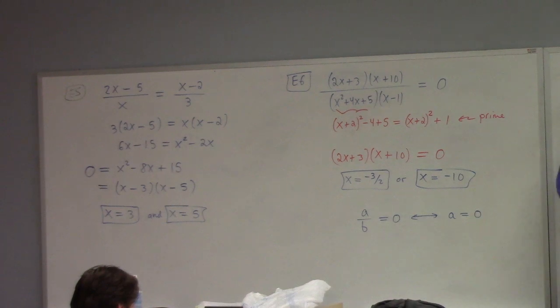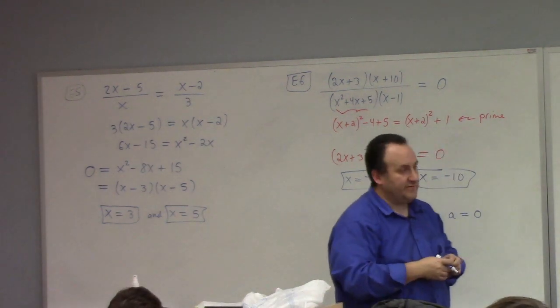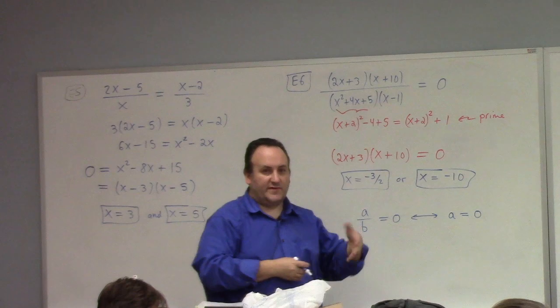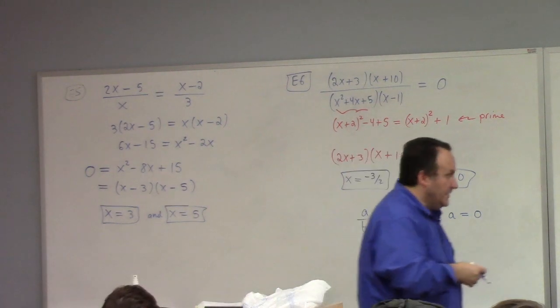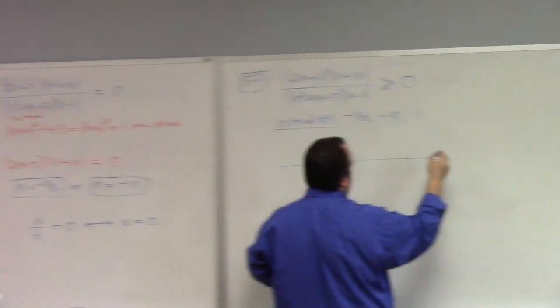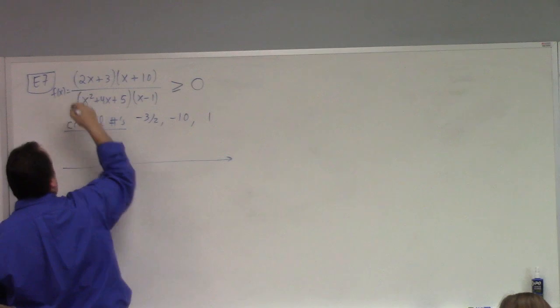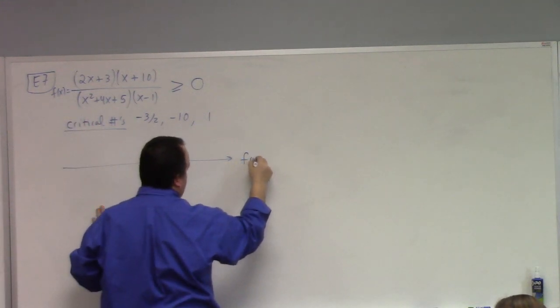So critical numbers for this are minus 3/2, minus 10, and 1. The x squared plus 4x plus 5, as we just discussed in the previous example, is prime. It's never 0. It doesn't give us a critical number. So we draw a number line, like so. And let me give this thing a label. Let me call this thing f of x, okay? So here's the number line for f of x.